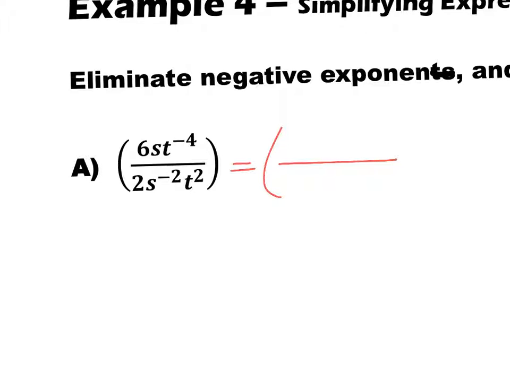So if I want my exponents all to be positive, what do I have on top? Can 6 stay on top? Yes or no? Yeah. Can my S stay on top? Yes, thank you. What about T? No, T needs to go down because we need it to be positive. So look on the bottom. 2 stays down? Yes. What about S to the negative second? It goes up. So I'm just going to write it again up here, and that becomes positive. And then what about T squared? It stays down. Good.